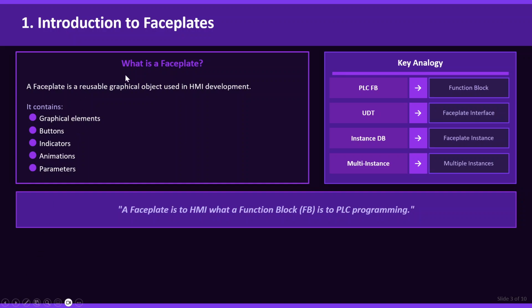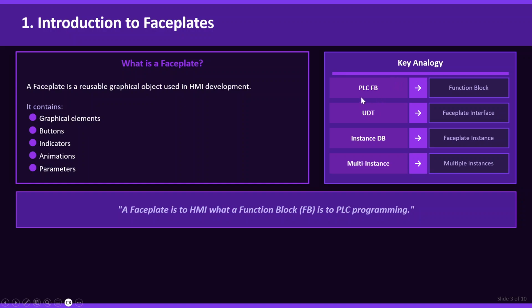Now, introduction to faceplate. So a faceplate is just a reusable graphical object used in HMI development. So it's just a template or just a container. So it contains graphical elements. You can have your motor, your graphical motor image, SVG. It contains buttons. You can have start buttons, stop buttons. So indicators, animations, and other parameters.